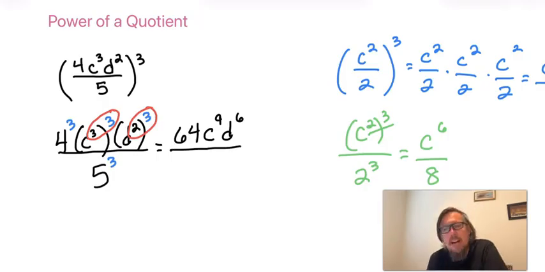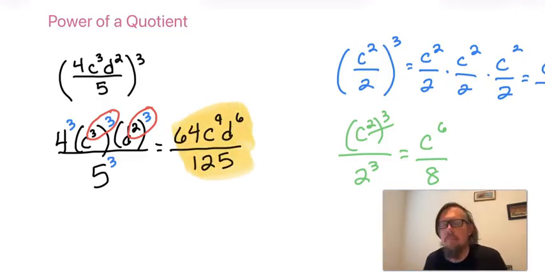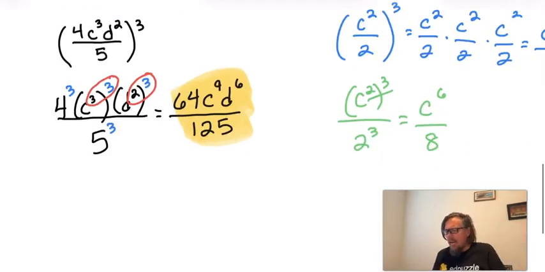And then on the bottom, 5 to the third power is 125. And will 64 over 125 reduce? I don't think it will. If 64 over 125 will reduce, we should reduce it, but I don't think it'll reduce. I think that's our final answer. Let's try one more.